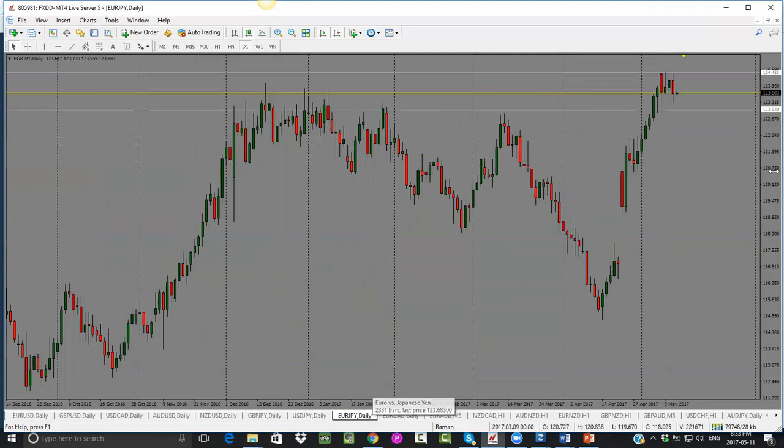Euro yen here, yesterday we had talked about this being in a range, and it pushed off of the top level here. Now it's come and given us a bearish candle close. So based on that, we are bearish in this one. And in this case, we would be looking for price to move towards the bottom of the range, which is a 123.00 level.